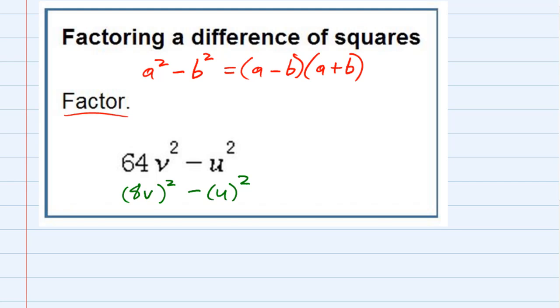So now we have written it as a difference because it's subtraction, and I do have two terms being squared. It's just that our a is 8v and our b is u.